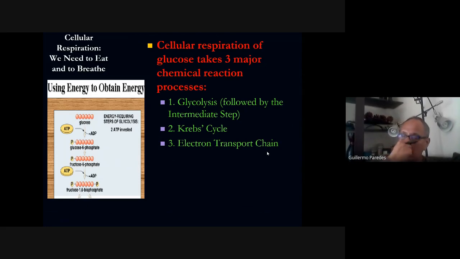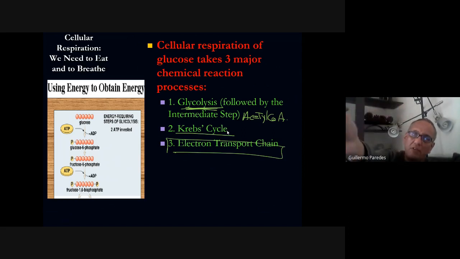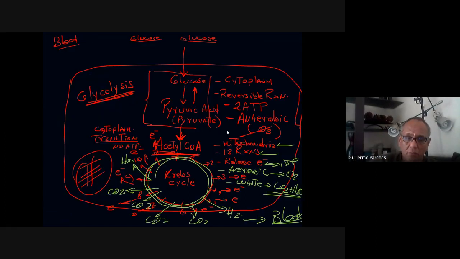So here we have the cellular respiration, which has three major components. The glycolysis, followed by an intermediate step, the acetyl-CoA, which enters into the Krebs cycle, and at the end we are going to talk about the ETC, the electron transport chain. But just remember, glucose enters into the cytoplasm. They are going to produce two ATPs, it is going to be a reversible reaction, and it's going to be anaerobic, no need of oxygen. This pyruvic acid is going to be transformed into acetyl-CoA. This acetyl-CoA enters into the mitochondria.